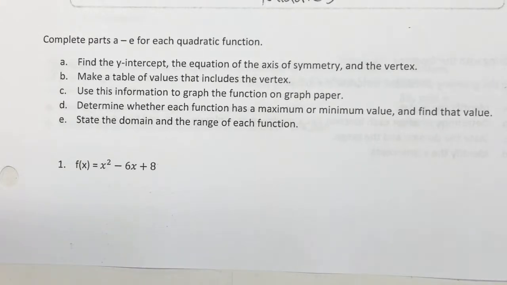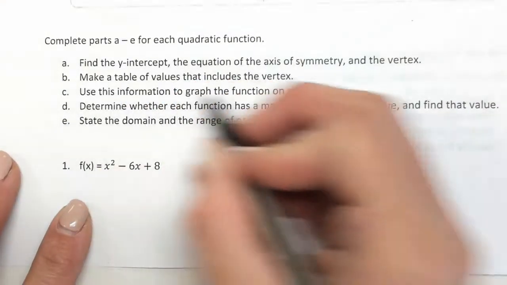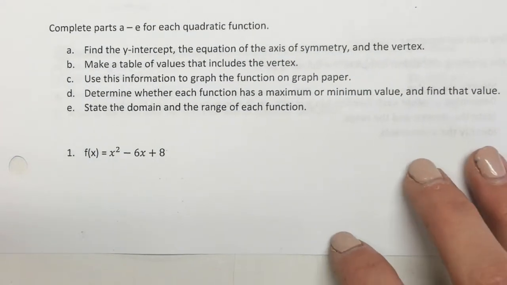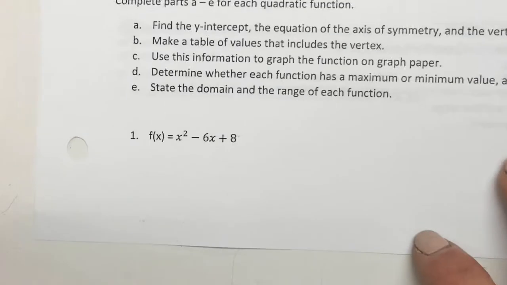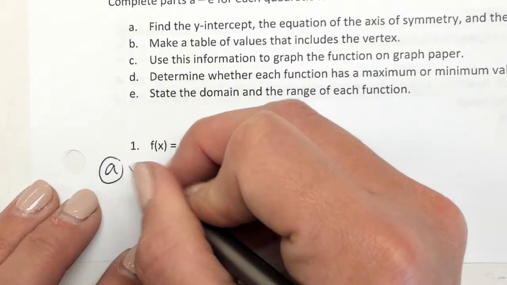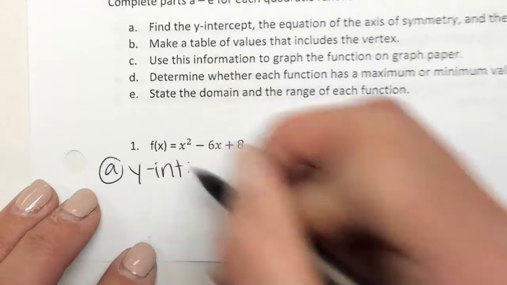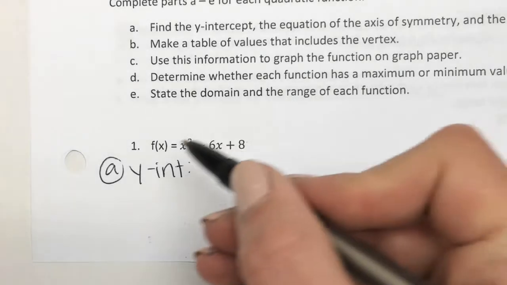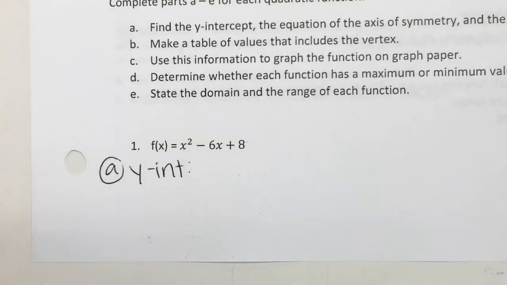So we're going to find these 5 things for each quadratic. And that's why you'll have a graph paper, because on part C we're going to graph it. But it looks like a lot. It's not very hard, and you'll see that. First thing, part A, is find the y-intercept. Again, how do we find y-intercept? Well, when we set x to 0, it's just going to be what? 8. Everybody see that?